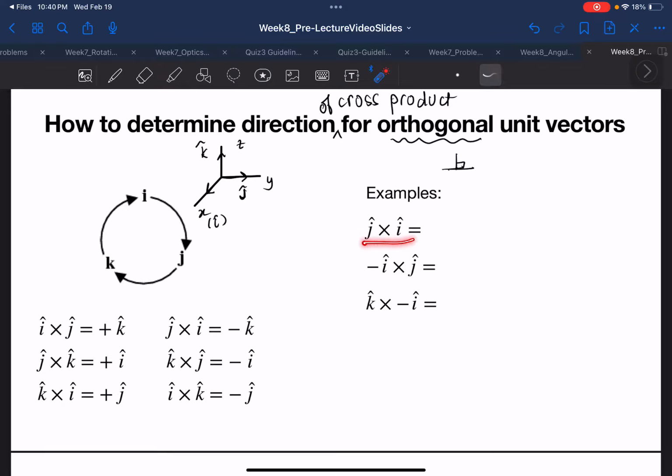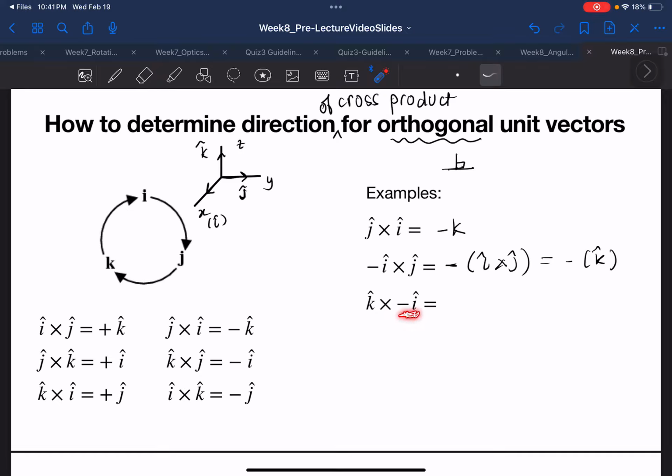So what's J cross I? Well, it's opposite to the cycle, so it must be negative K. Anytime you have some signs in the cross product, just ignore the sign first, find the answer, and then apply the sign. So what's basically negative I cross J hat? Well, I cross J goes along the cycle, so the answer must be K. So we have negative K hat is our final answer, because this minus sign just goes along for the ride.